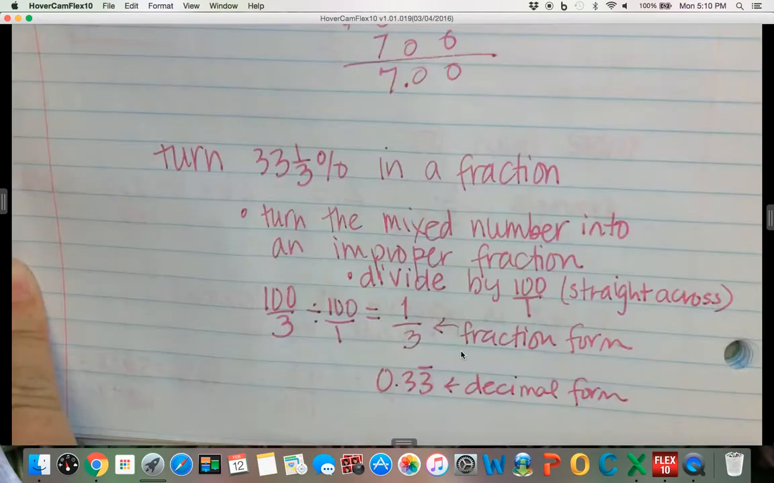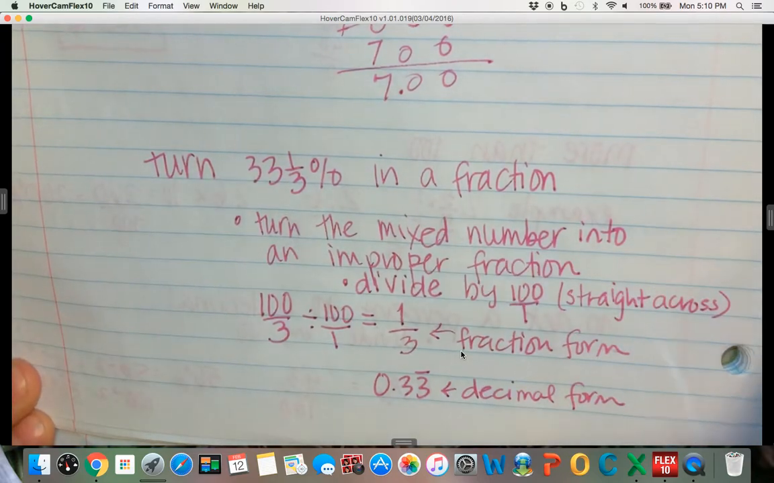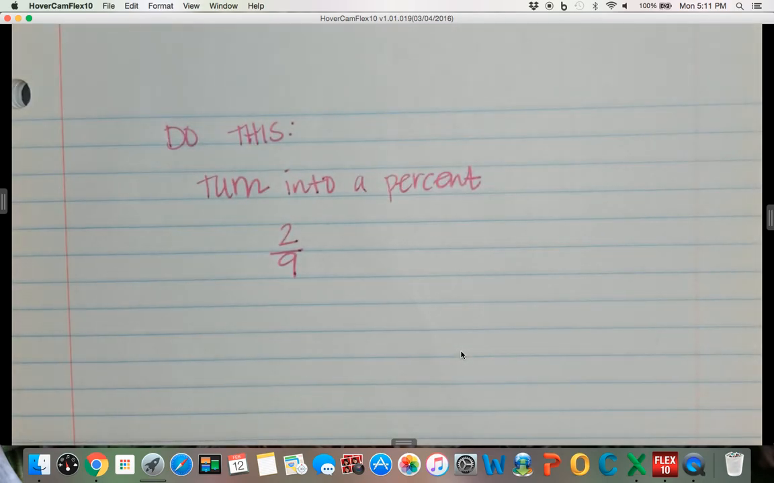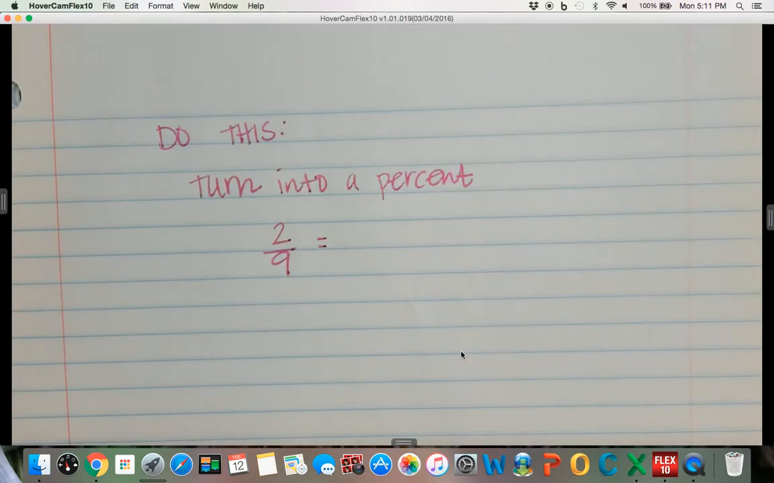So I'm going to give you one fraction I want you to turn into a percent, and we'll discuss it tomorrow when you come in. All right, here it is. Do this. Turn into a percent. 2/9 is what percent? I just gave you a couple different ways to solve this.